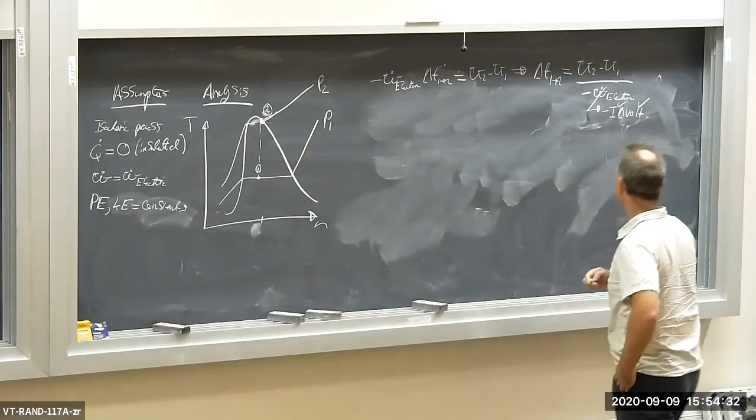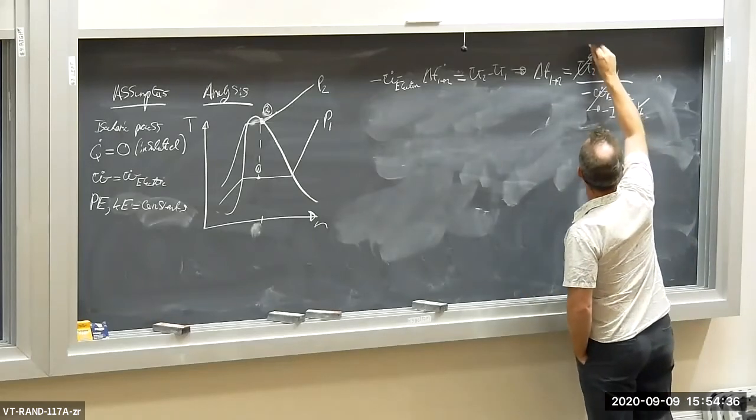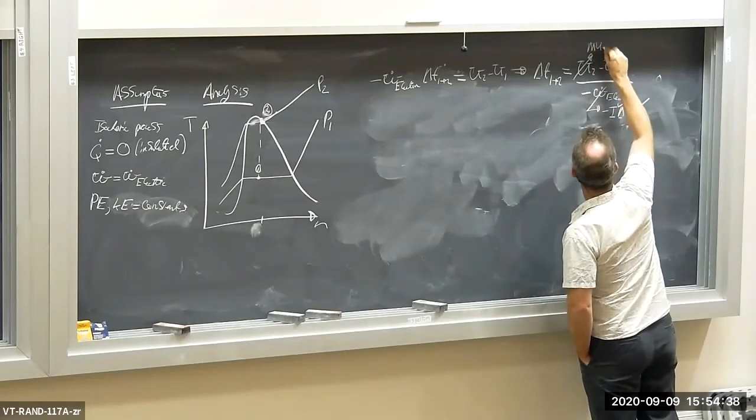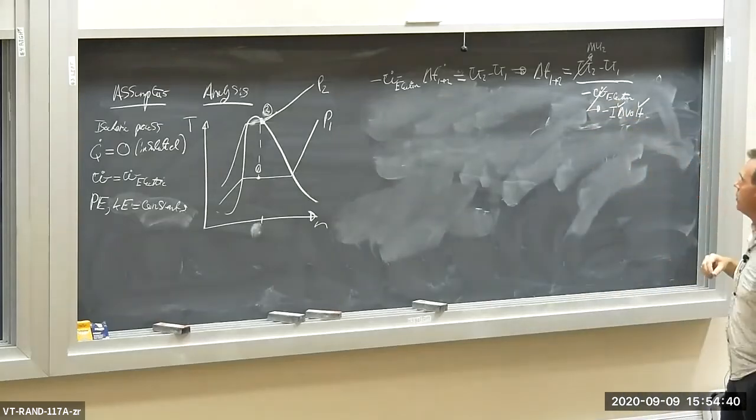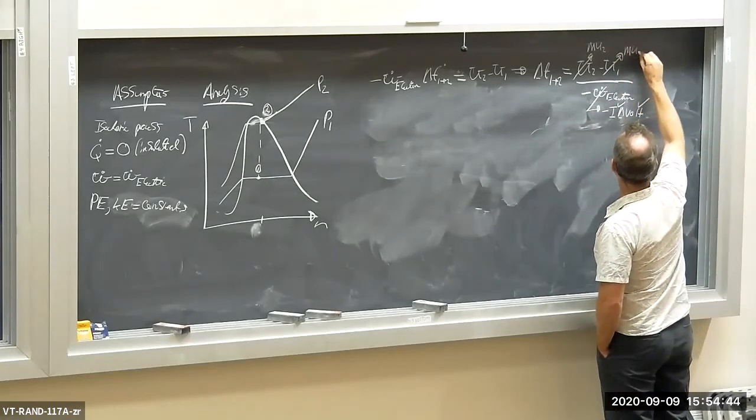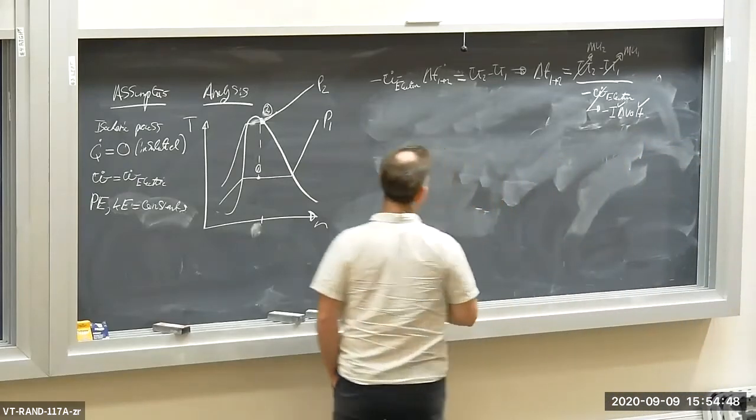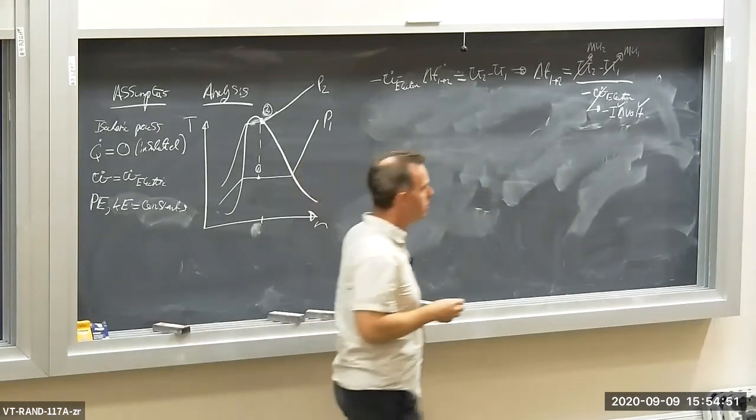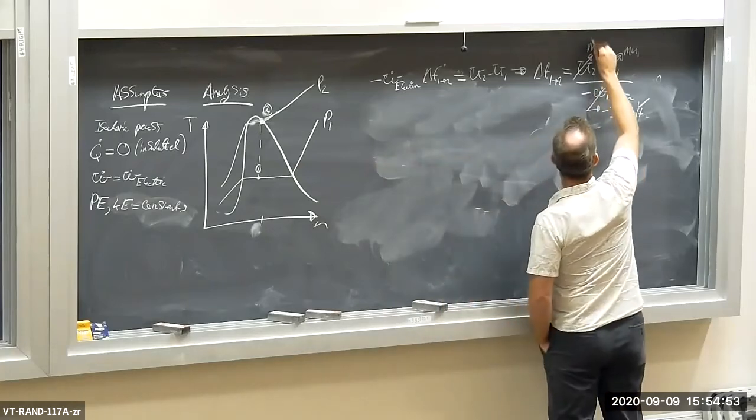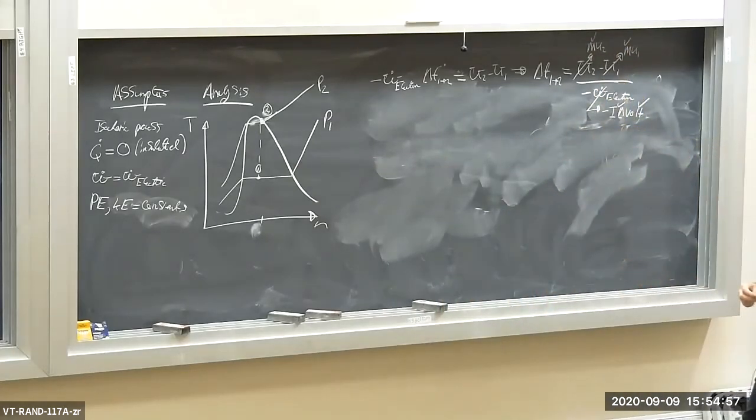Well, U1 and U2 are mass times the specific internal energy at state 2, and mass times the specific internal energy at state 1. I know the mass. I don't know the specific internal energies at state 1 or state 2.